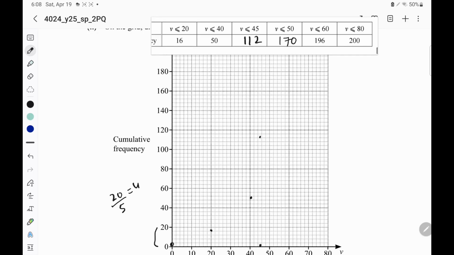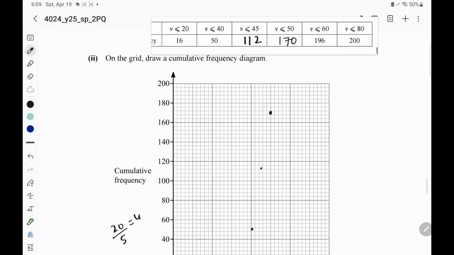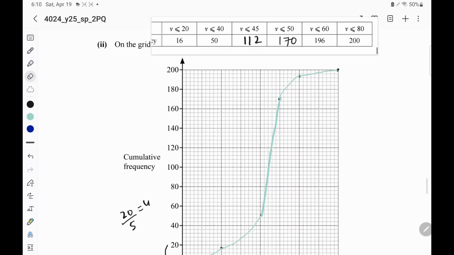Okay, then it will have 116, 50 and 170. So this is 50 and 170 is there, and then you will have 60 and 196, 60, 180, 190, 196, and this is 280. Just join the points. So join all the points.